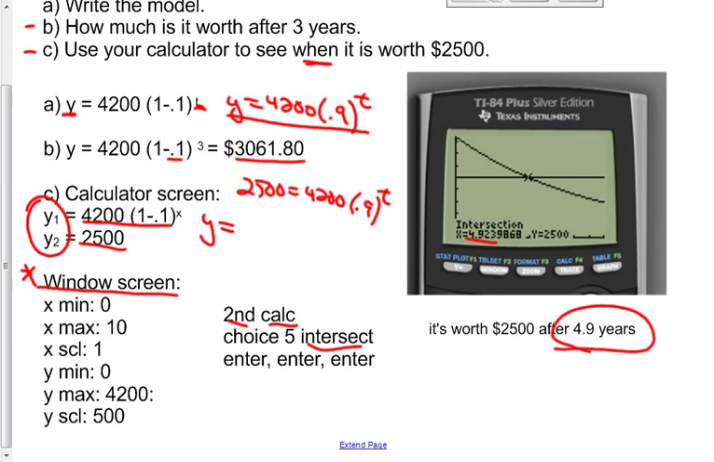Okay, so there you go. There's exponential decay with a little bit of calculator help to try to find some stuff.